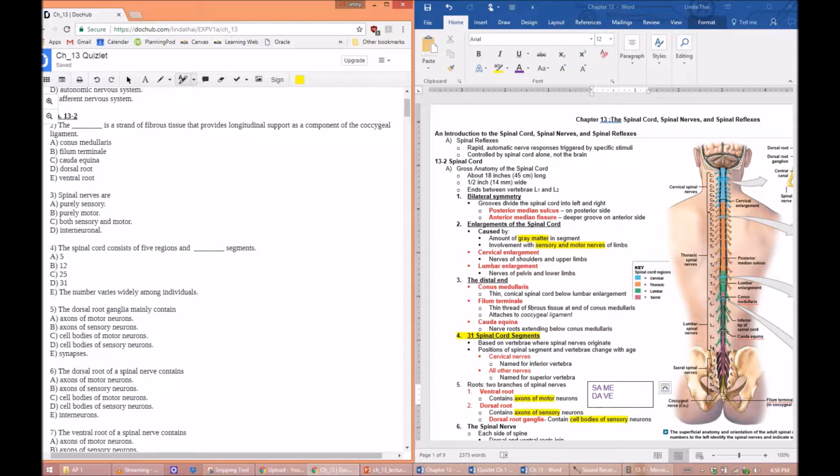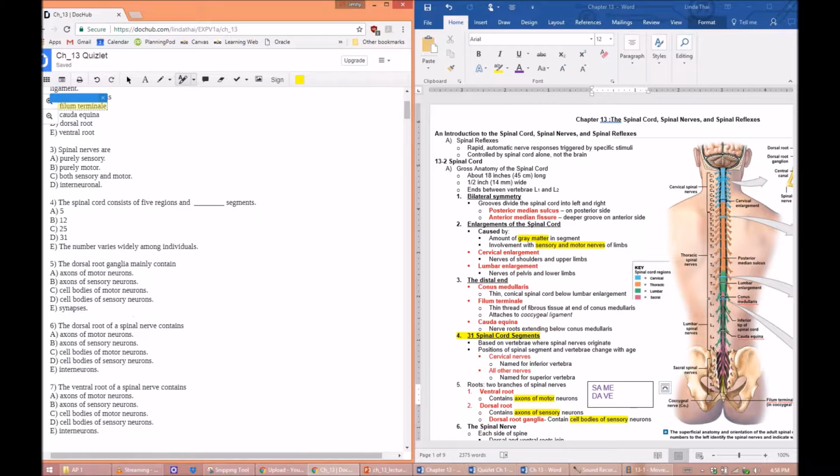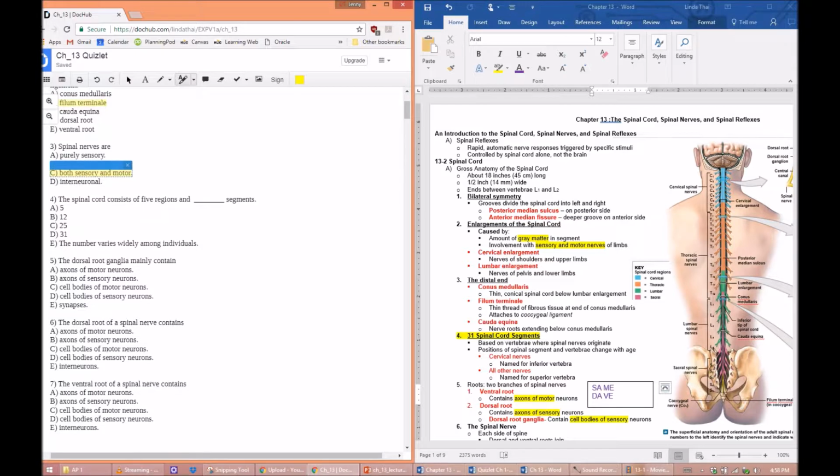Also includes the brain. The blank is a strand of fibrous tissue that provides longitudinal support as a component of the coccygeal ligament. That is the thin strand, the filum terminale, where terminal means end. It's going to be at the very end. Number three, spinal nerves are both sensory and motor, C.